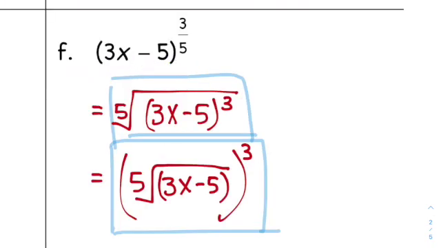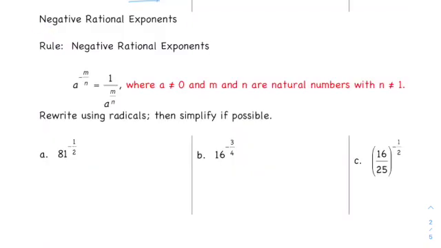F right here, again, the denominator is your index number, which is 5, and the exponent is 3. I put it either on the inside or on the outside. Either way is correct. On the next variation, negative rational exponents.